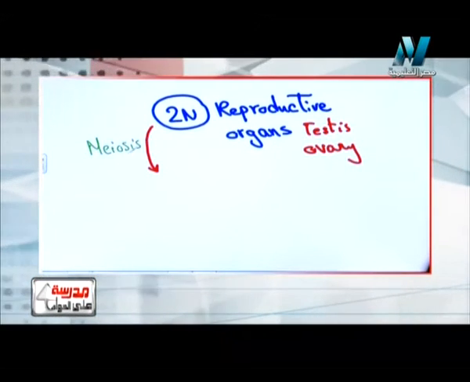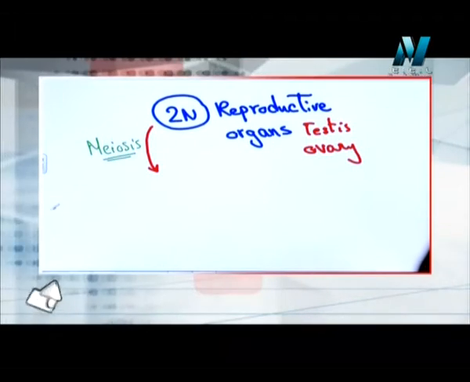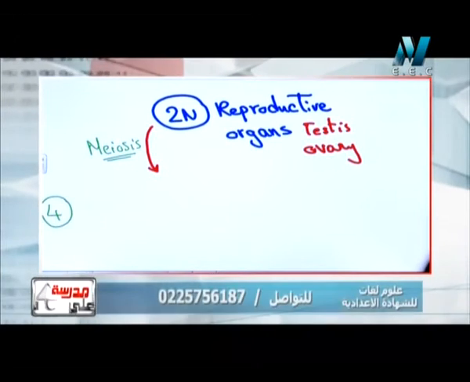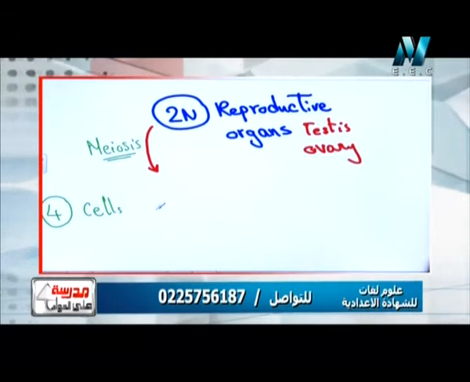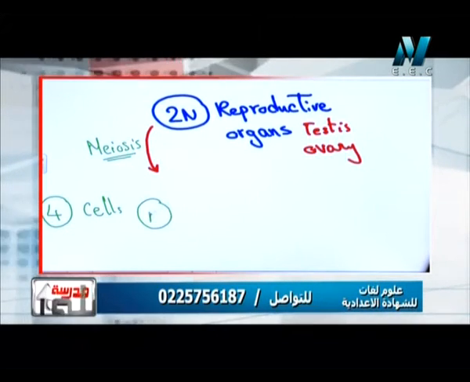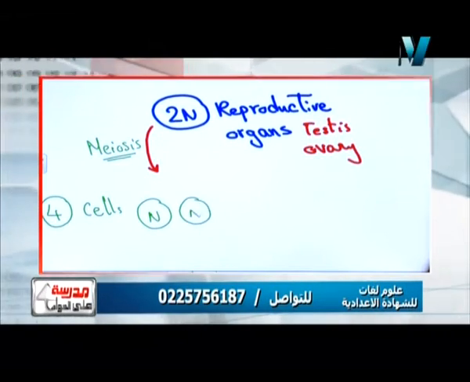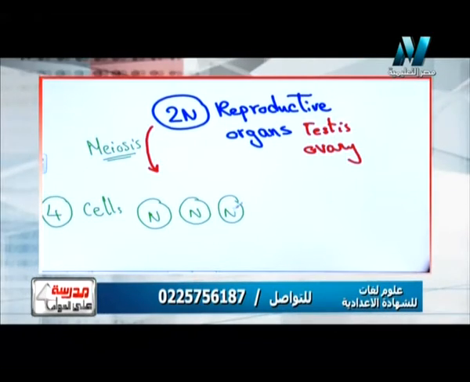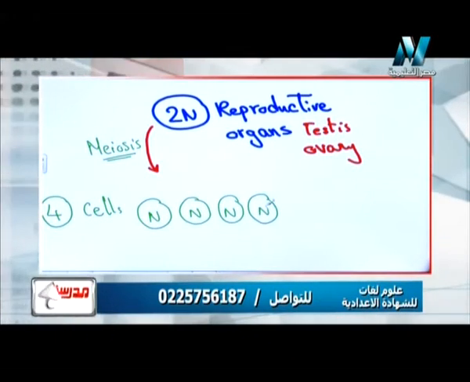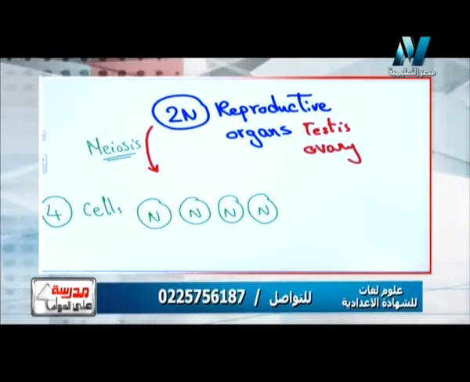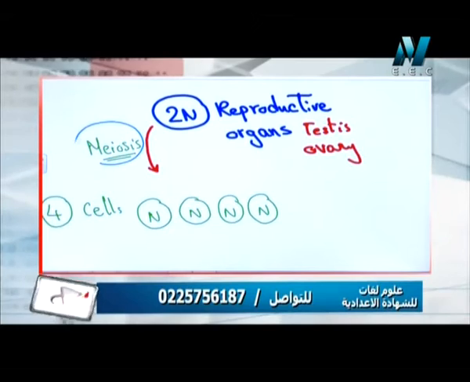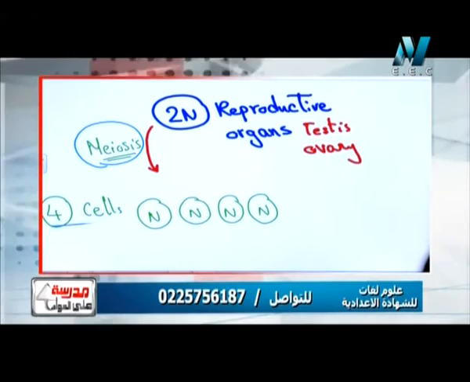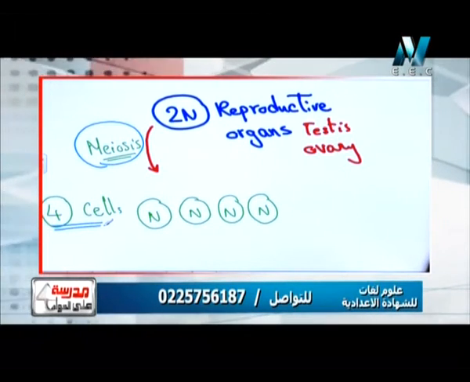Meiosis division, or meiotic, will produce 4 cells. How many cells? 4 cells. Each one of them has half the number of chromosomes of the mother cell. So the final result of the meiosis division is 4 cells.